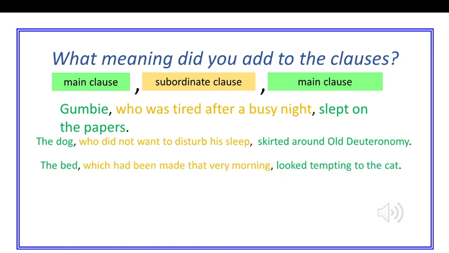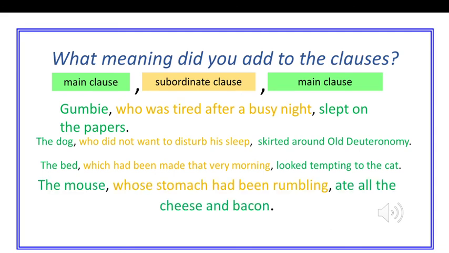Third example, we have got, remember, our main clause was the bed looked tempting to the cat. We have split that main clause and inserted the relative clause which had been made that very morning. So we have a sentence that reads, the bed, which had been made that very morning, looked tempting to the cat.